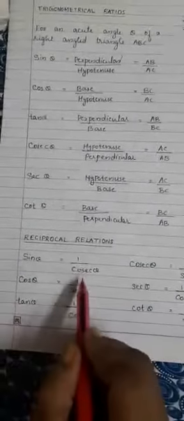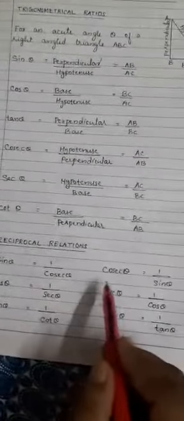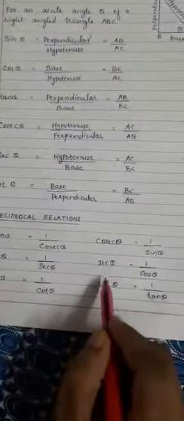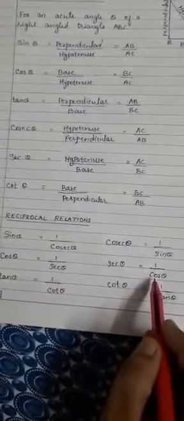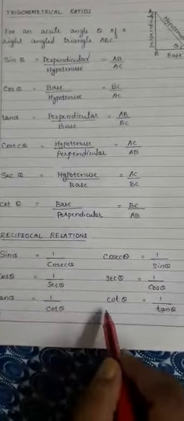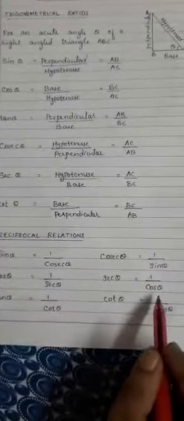Next, reciprocal relations. Sin theta is equal to 1 by cosec theta and cosec theta is equal to 1 by sin theta. Cos theta is equal to 1 by sec theta. Sec theta is equal to 1 by cos theta. Tan theta is equal to 1 by cot theta and cot theta is equal to 1 by tan theta.